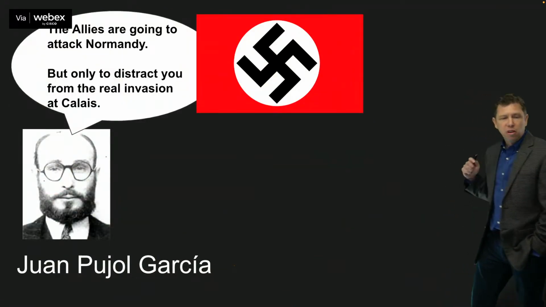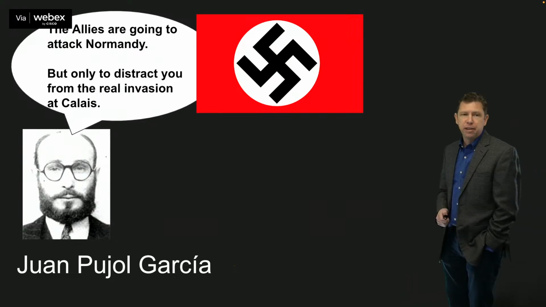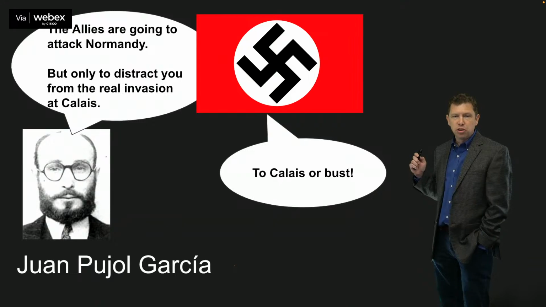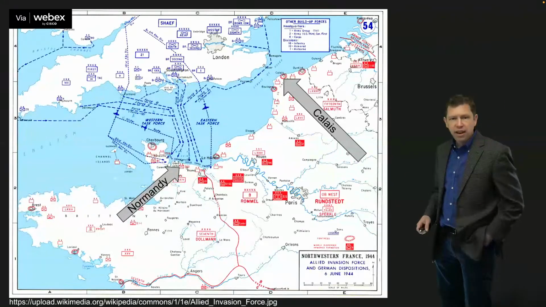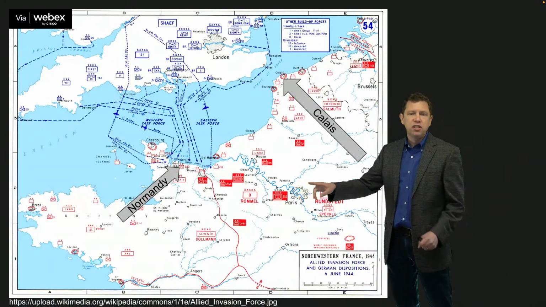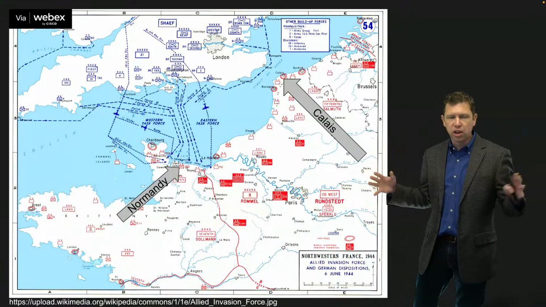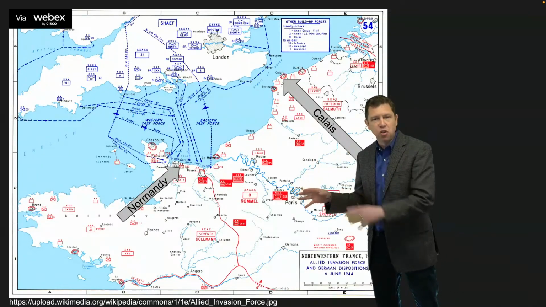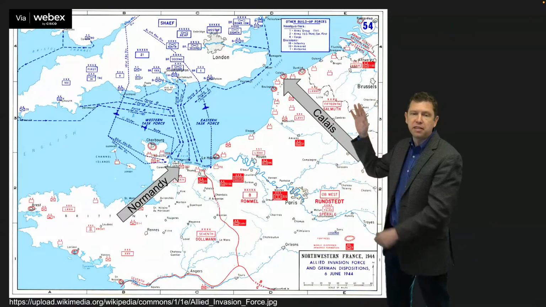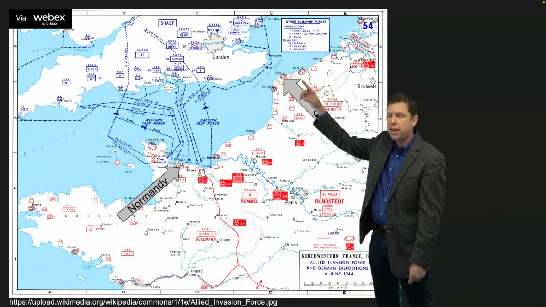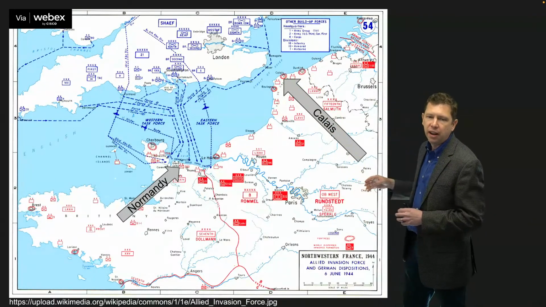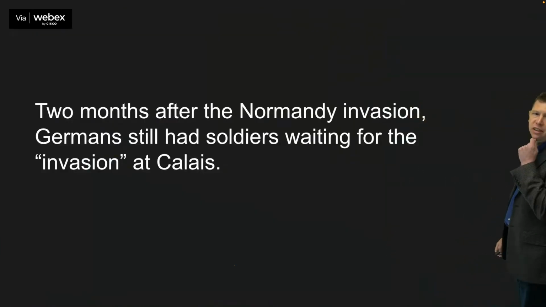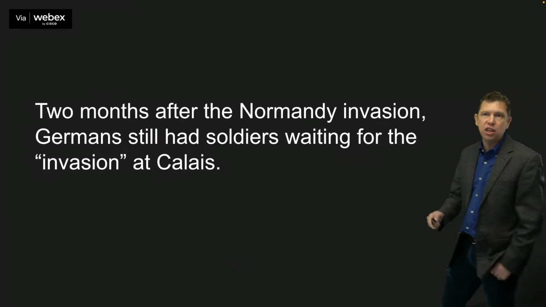Okay, so Garbo says the Allies are going to attack Normandy, but only to distract you from the real invasion at Calais. So the Germans are like, okay, to Calais or bust. So on a map, here's Normandy down here. Between all the misinformation, they were able to convince the Germans that, yes, they're being attacked in Normandy, but don't worry about that. You need to really defend up here, because somewhere up here is where all the fake inflatable things were, and this is where you're going to be attacked. He was so convincing in all of that, 2 months after the Normandy invasion, the Germans still had soldiers waiting for the invasion at Calais.